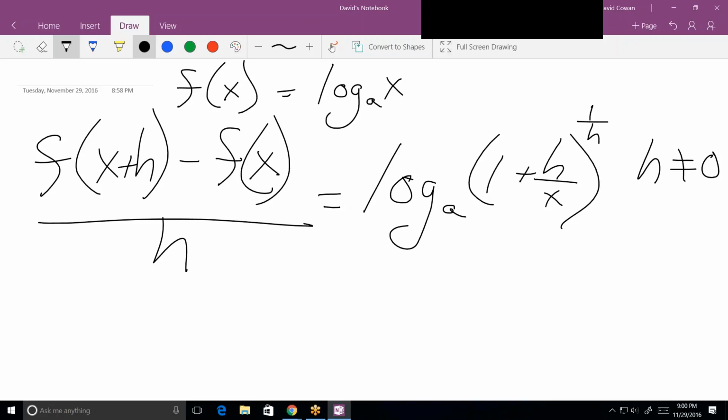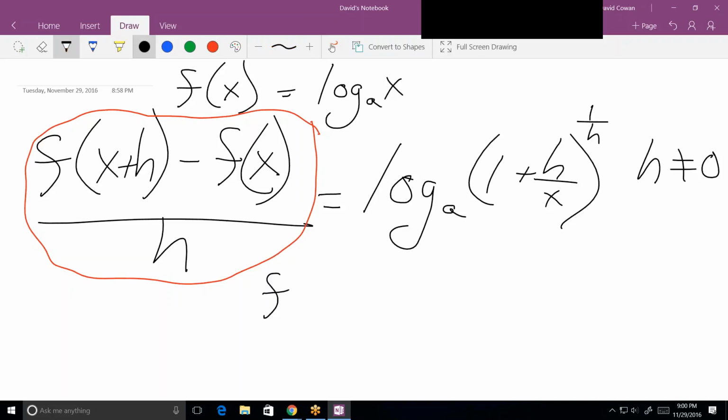What you're looking at over here on the left is the definition of the first derivative. Get used to that expression. You're going to see it a ton when you get into calculus. So let's figure out what that is. First of all, what is f of x plus h equal to? Log base a of x plus h.